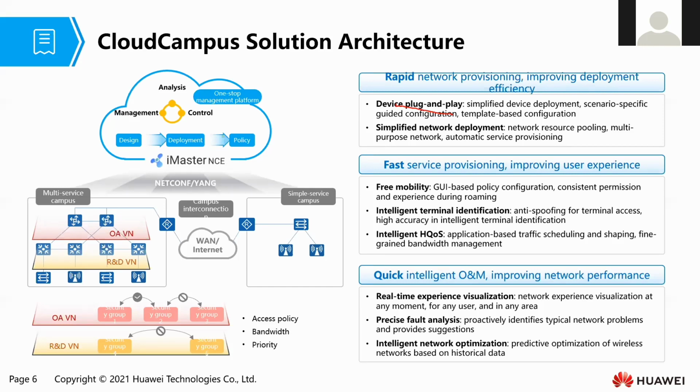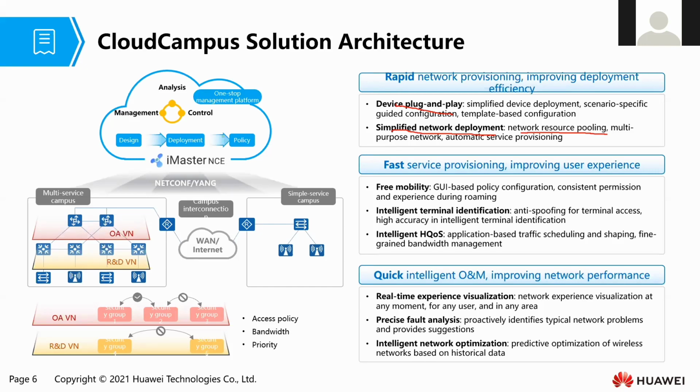Okay, and from this, our NCE-Campus or Cloud Campus helps to simplify the network deployment, where we have all the network resource pools inside our NCE-Campus. All the IP addresses, all the VLANs, and interconnection VLANs are configured on our NCE-Campus. So the device will automatically get this information and configure it to the switch.